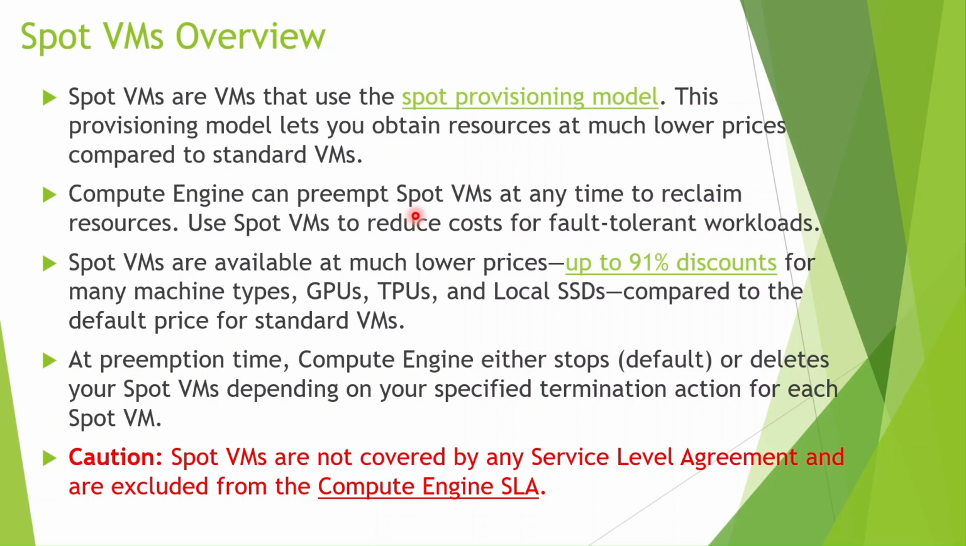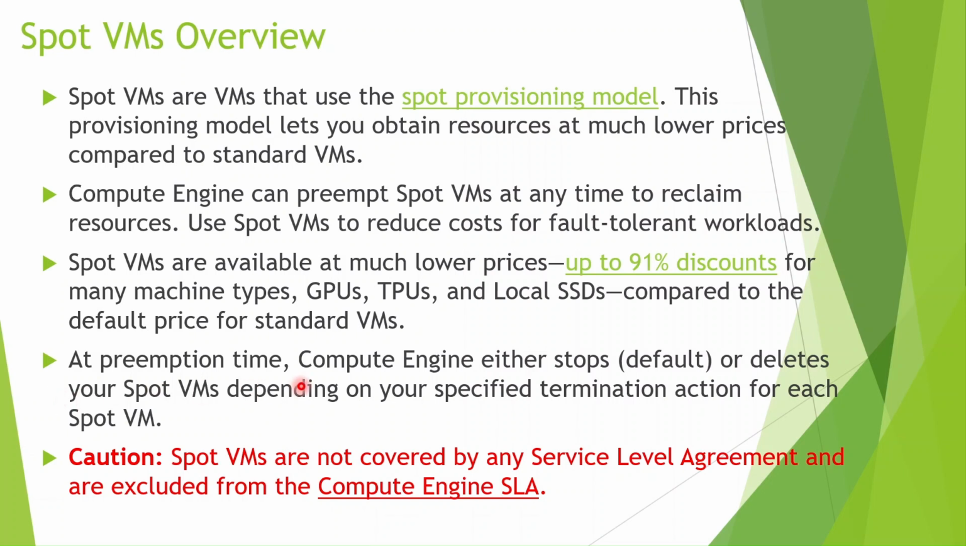Suppose Google has given you CPU and memory at a very low rate because there is very low demand in the specific zone or region. But in the evening, demand goes up and clients want more CPU and memory. So Google says, okay, I want my resources back, and they will power off your VM, and you will get about 30 seconds to do all the saving. Spot VMs are available at very low prices, as I've told you, up to 91% for many machine types, like CPU, and also GPU, TPU, and local SSD.